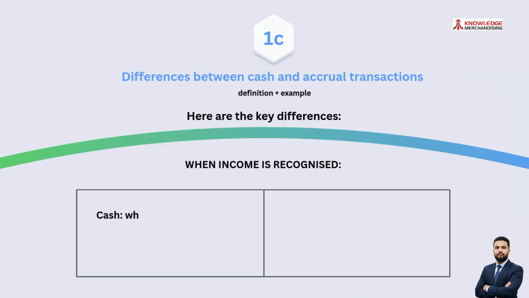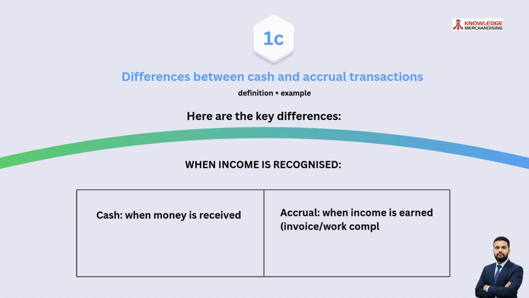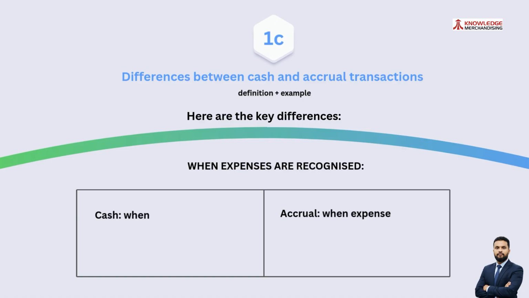Here are the key differences. When income is recognized: cash, when money is received; accrual, when income is earned, invoice, work completed. When expenses are recognized: cash, when money is paid; accrual, when expense is incurred, used, consumed.